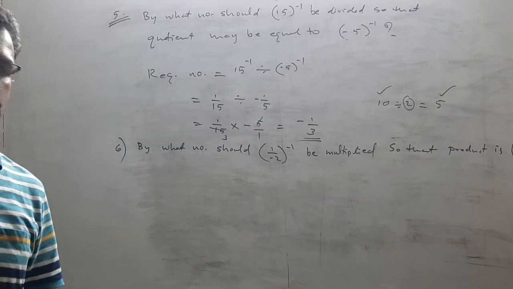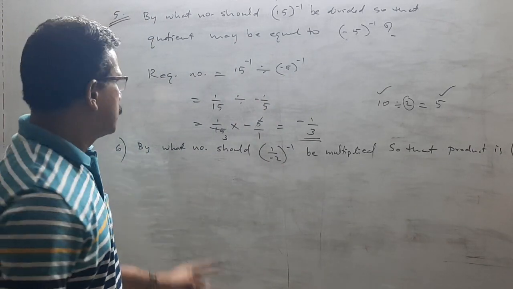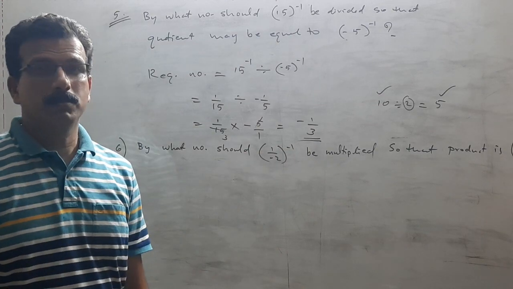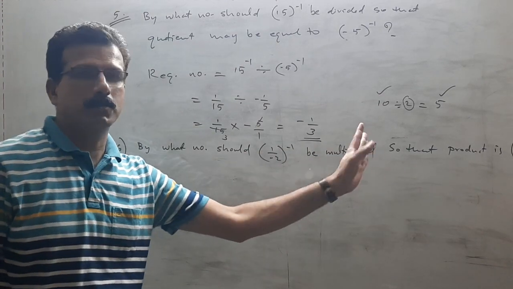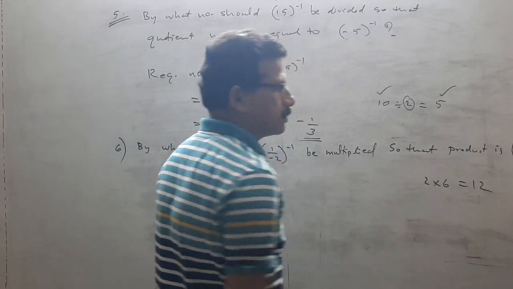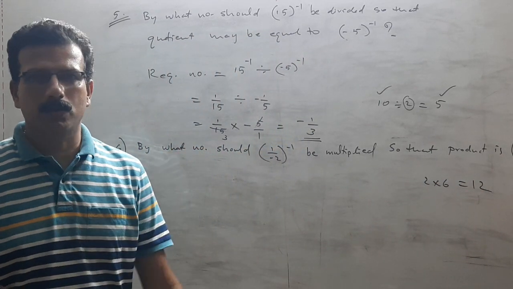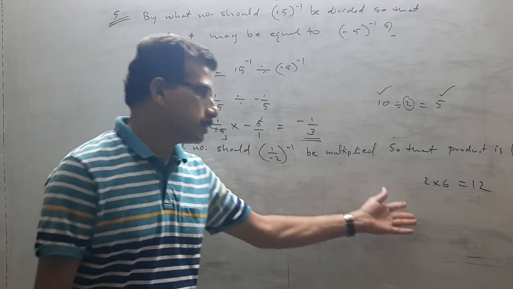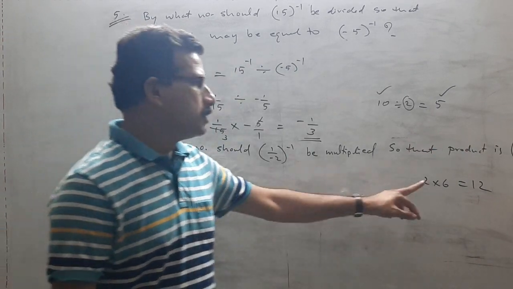Which technique? As I said, it is about multiplication. The question is about multiplication, so write any simple thing. Simple multiplication. 2 sixes are 12, 2 into 6 is 12. Any example you can take: 3 fours are 12, 2 into 5 is 10. Any number we can take.